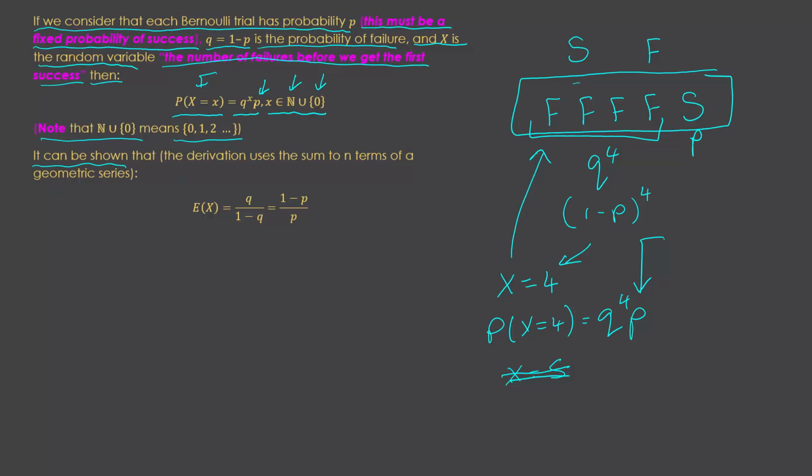It can be shown, the derivation uses the sum to n terms of a geometric series, that the expectation of X is Q over 1 minus Q, and that is equal to 1 minus P over P, the last step being trivial because, of course, Q is 1 minus P.